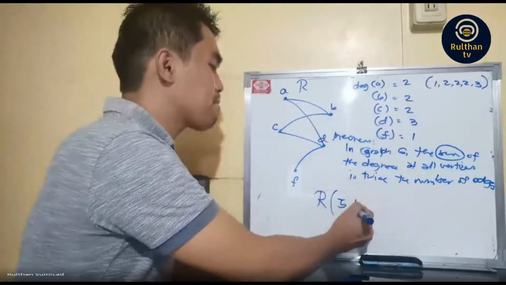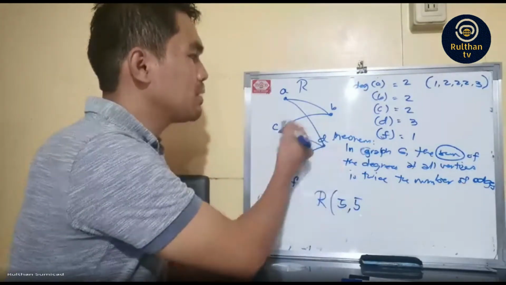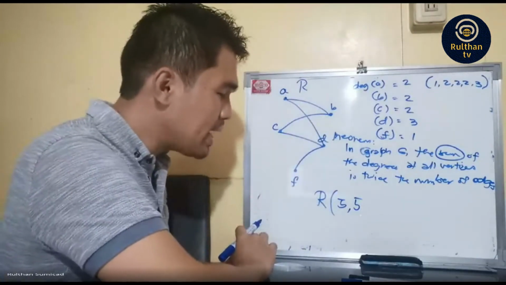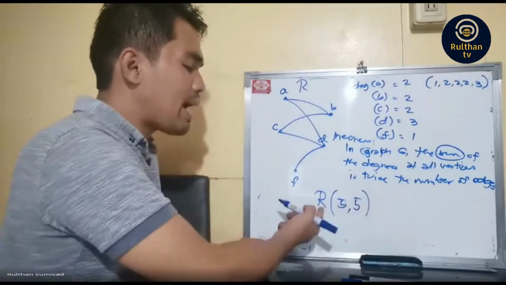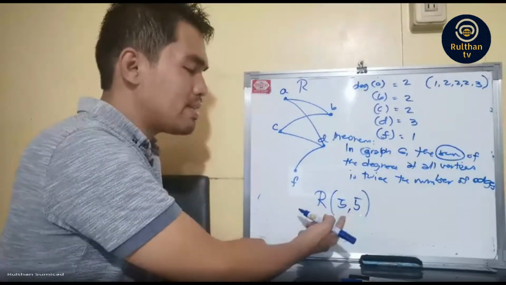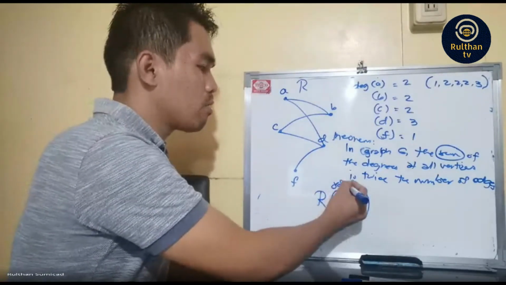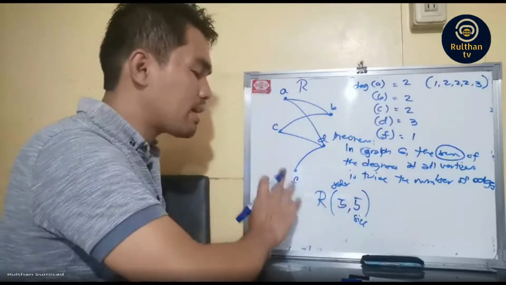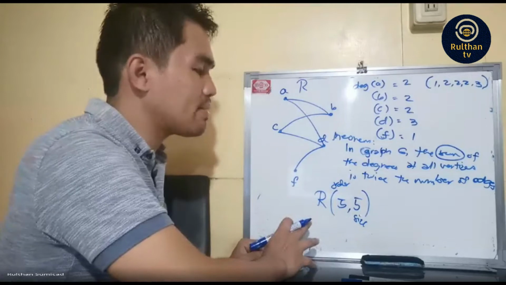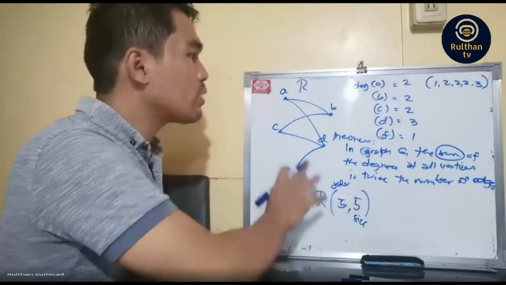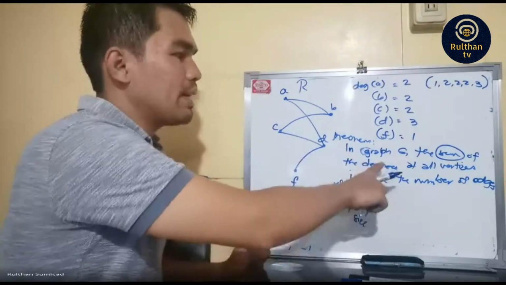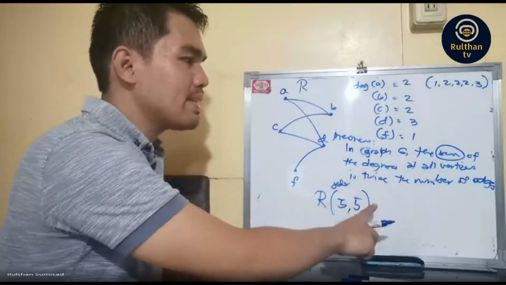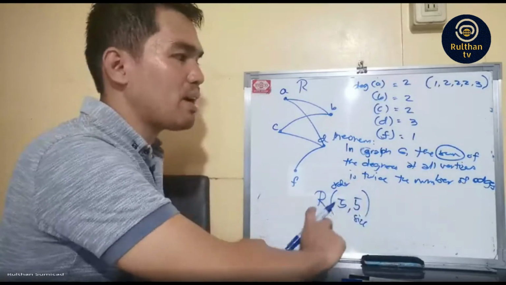Right? It's 5. We have one, two, three, 4, 5. Okay, we have 5. So here in graph R, the order and then the size. We have our graph R here of order 5, size 5. According to the theorem, in a graph, the sum of the degrees of all the vertices is twice the number of the edges.